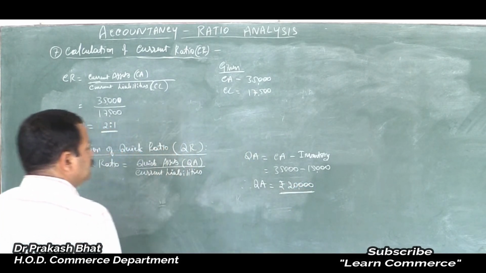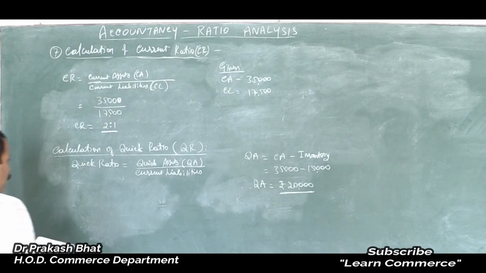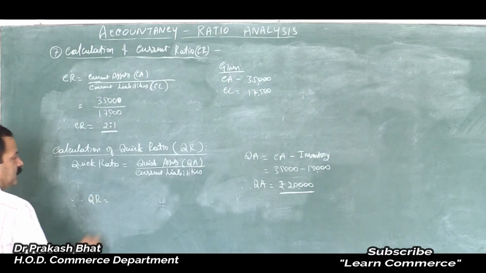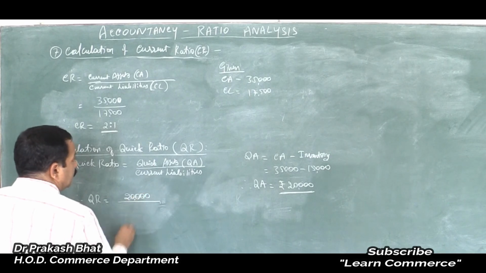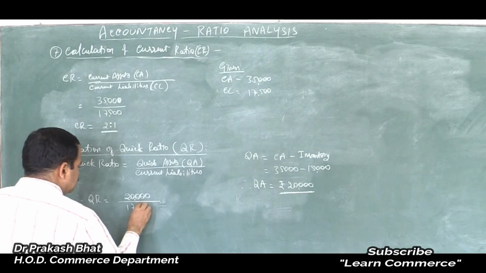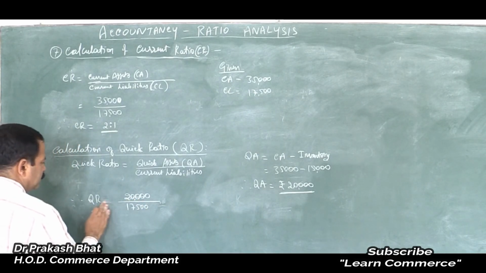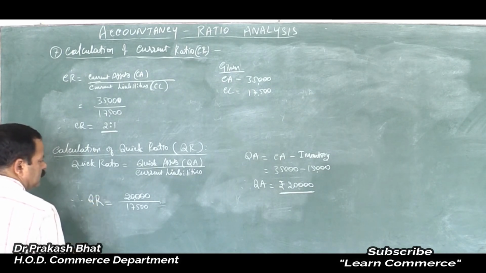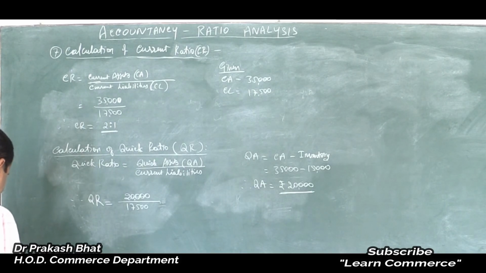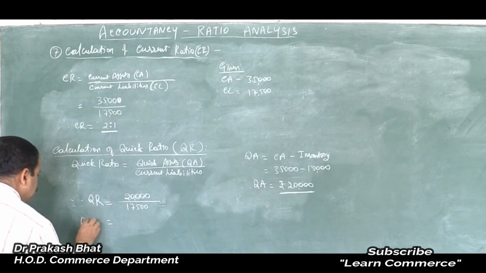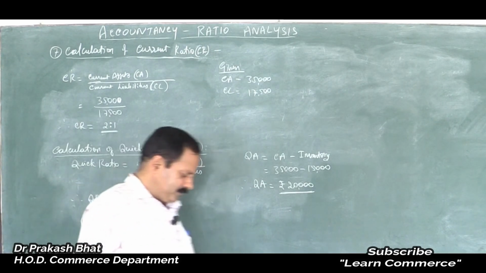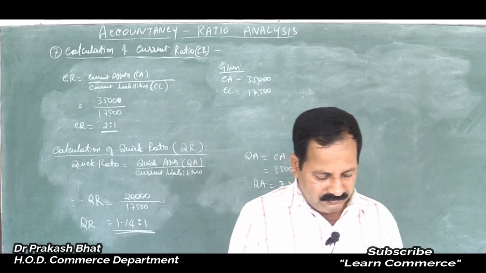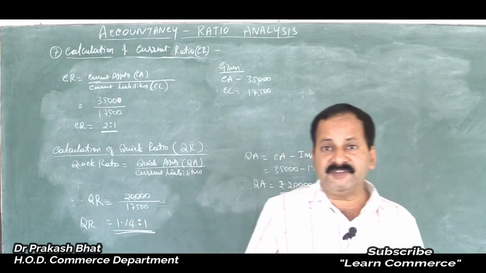We got the answer. Quick assets, current liabilities already given in the problem. Substitute in the formula. Therefore, quick ratio is equal to quick assets, that is 20,000, divided by current liabilities, that is 17,500. How much? 20,000 divided by 17,500 is equal to 1.14. 1.14 is to 1. That's all. So this is how you have to solve the problem. With this, your 6 marks problems comes to an end.